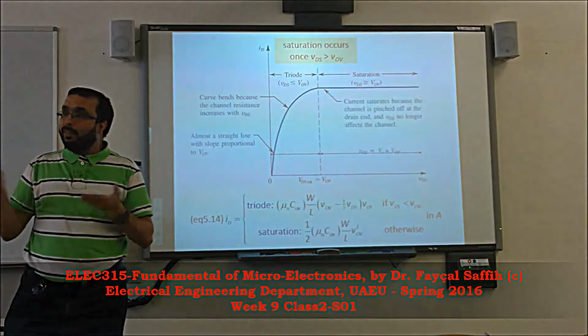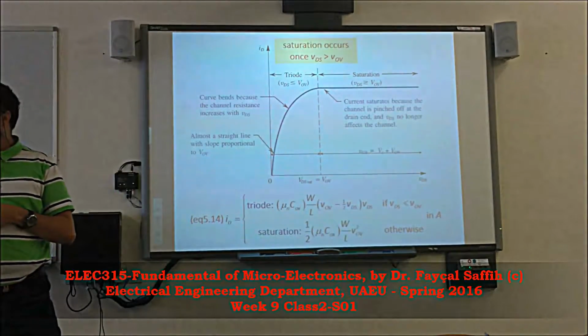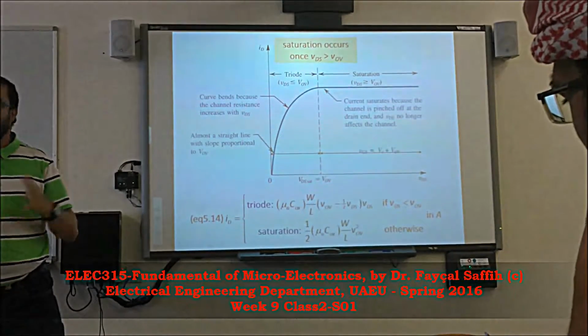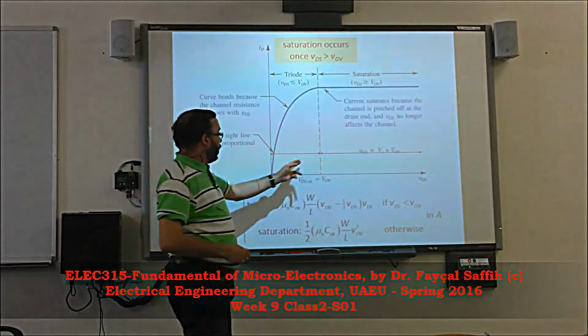So what we did last time, we just discussed the behavior, the ID characteristic of the MOSFET for two conditions or two zones. There is what you call the triode zone.